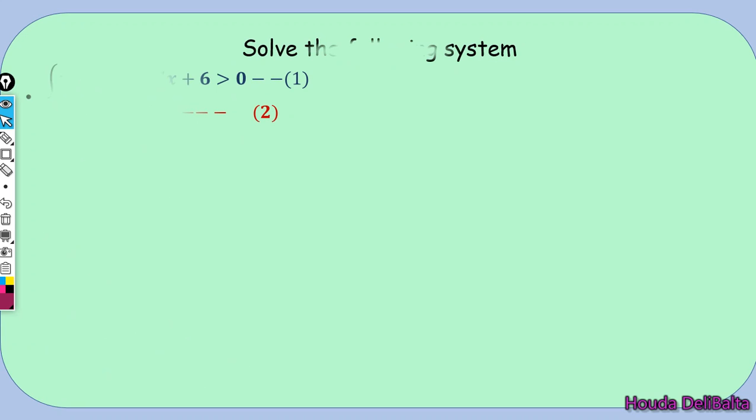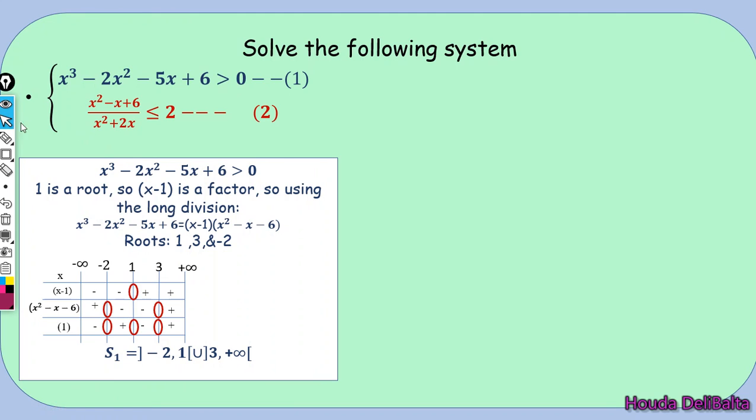How to solve the system: x cubed minus 2x squared minus 5x plus 6 strictly greater than 0, strictly positive, and this rational one: x squared minus x plus 6 over x squared plus 2x less than or equal to 2. As you see here, I separated them by colors. I'm going to solve the first inequality alone to get its solution, then solve the other inequality to get its solution. Finally, we are going to make the intersection between the first and the second, to get the solution of the whole system. Here we go with the first inequality.